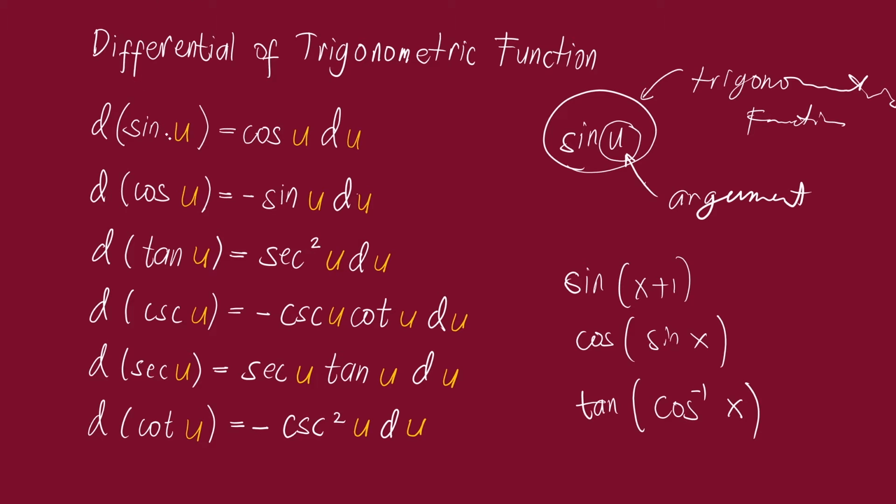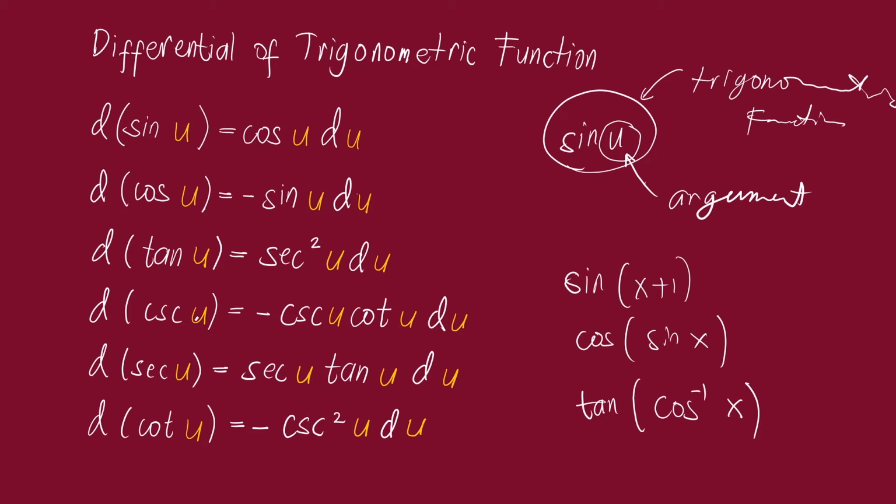And so we have here the different formulas. For the differential of trigonometric functions, we have the differential of sine u, and that is equal to cosine u du. Remember that. We also have the differential of cosine u, and that is equal to negative sine u du. You remember the negative. And so on and so forth. I think you can see naman ang mga formula.